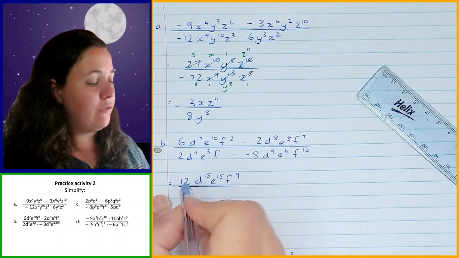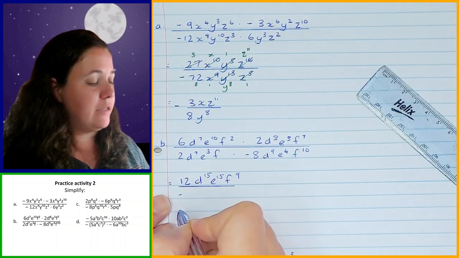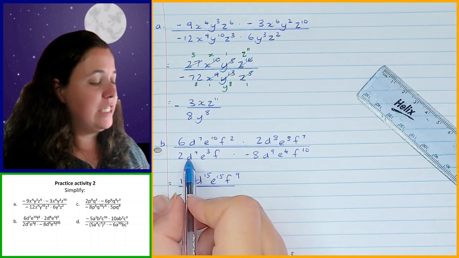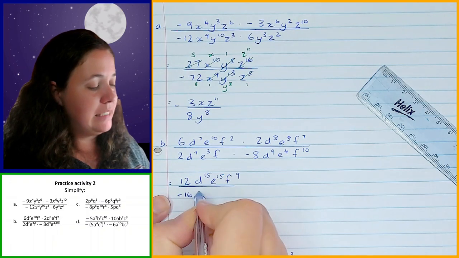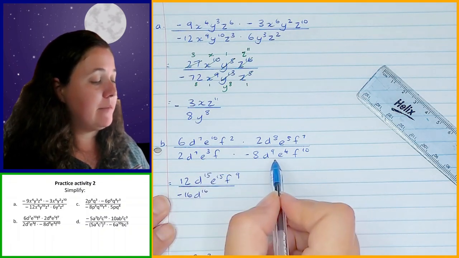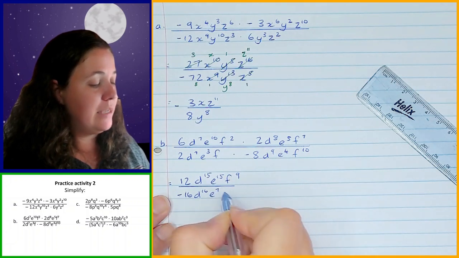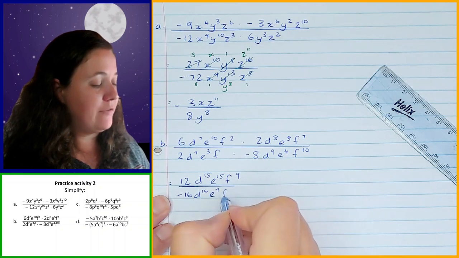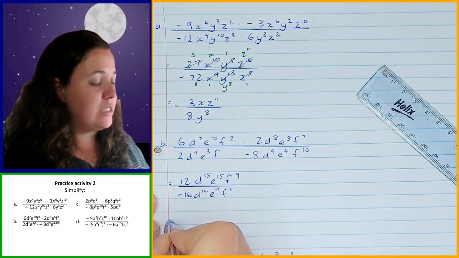In my denominator, I've got a negative times a positive, so it's negative. 2 times 8 is 16. And then I've got d to the power of 7 times d to the power of 9 is d to the power of 16. e to the power of 3 times e to the power of 4 is e to the power of 7, and f to the power of 1 times f to the power of 10 is f to the power of 11. Okay, so now I'm going to go and simplify those.